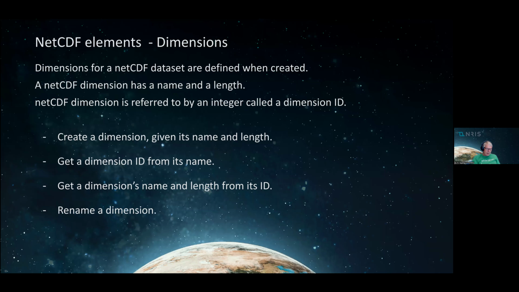So you get the dimension ID when you declare the file. You create a dimension, give it a name and a length. You can get a dimension ID from its name. You can get the dimension name and length from its ID, and you can rename the dimension. The name is an actual string of characters or numbers that you can give it, just a name like any other string.